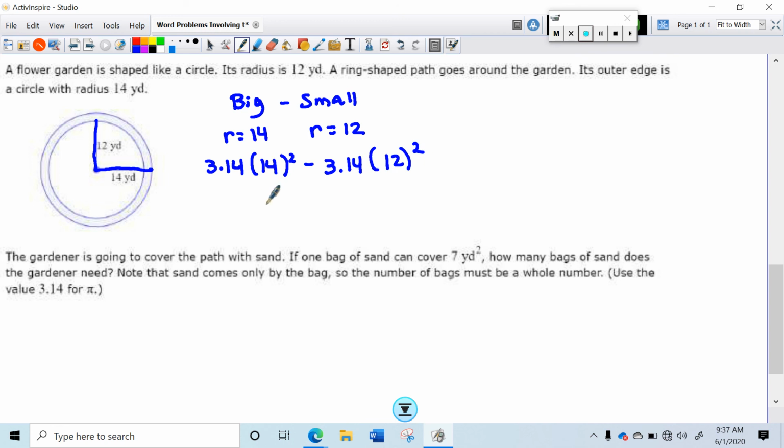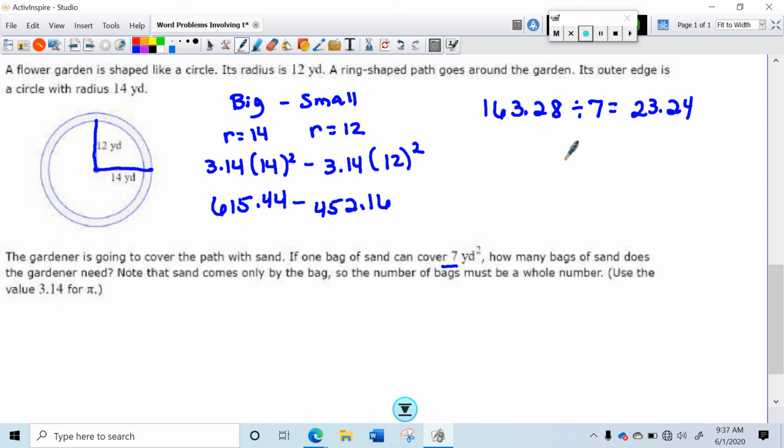Okay, so 14 times 14 times 3.14 is 615.44. And 12 times 12 times 3.14 is 452.16. You subtract that and you get 163.28. However, one bag of sand covers 7 yards, so divide by 7 and you get 23.32. That means you need 24 bags because you always take the number in front of the decimal up 1 for these problems so that you have enough material.